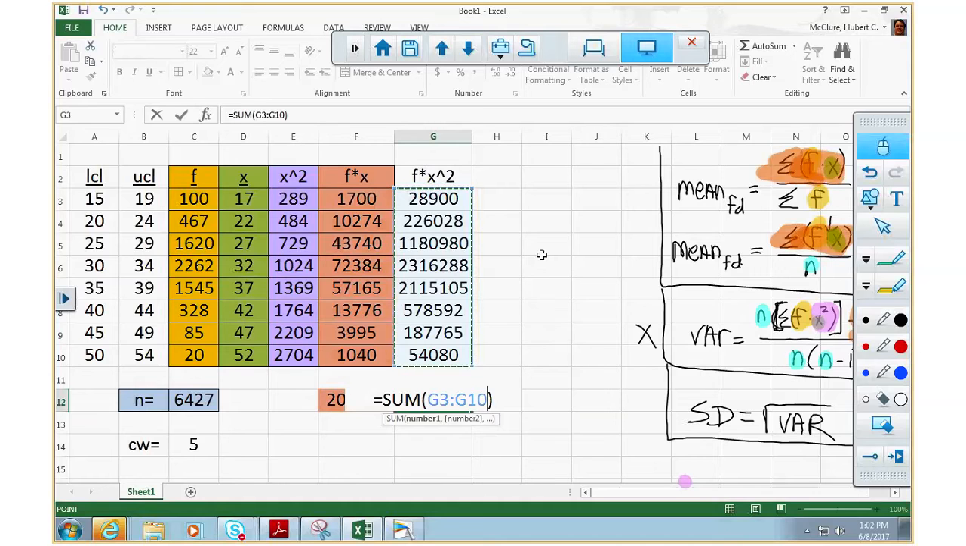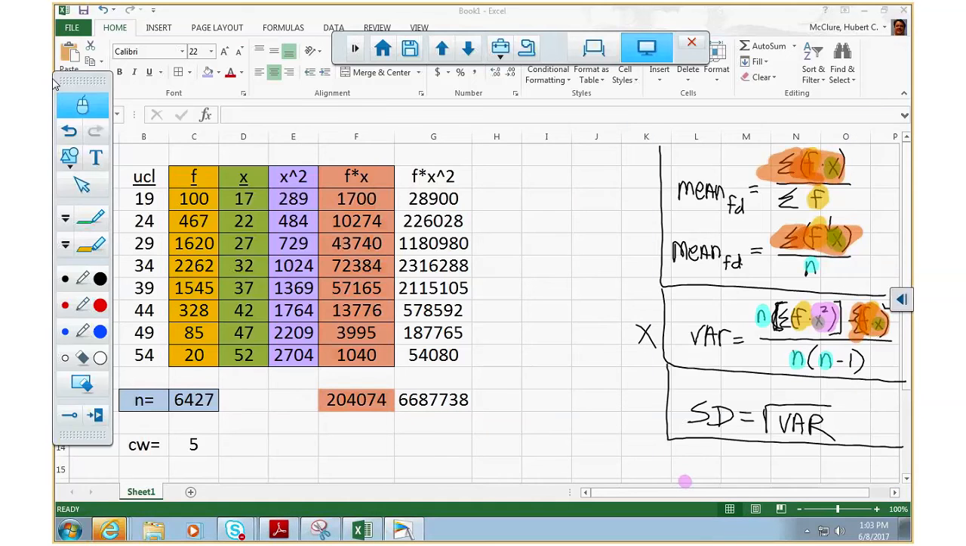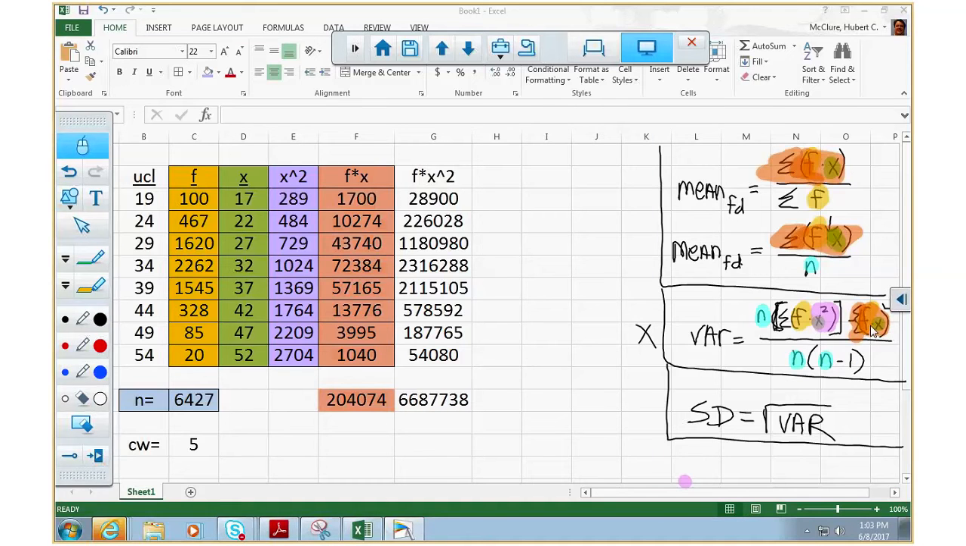Okay, so when you have F times x squared, it's not the column to the left of x squared. No. Look at the colors. That's this right here. We're going to square that number. See that square right there? We haven't colored that square yet. That means we hadn't done it yet.